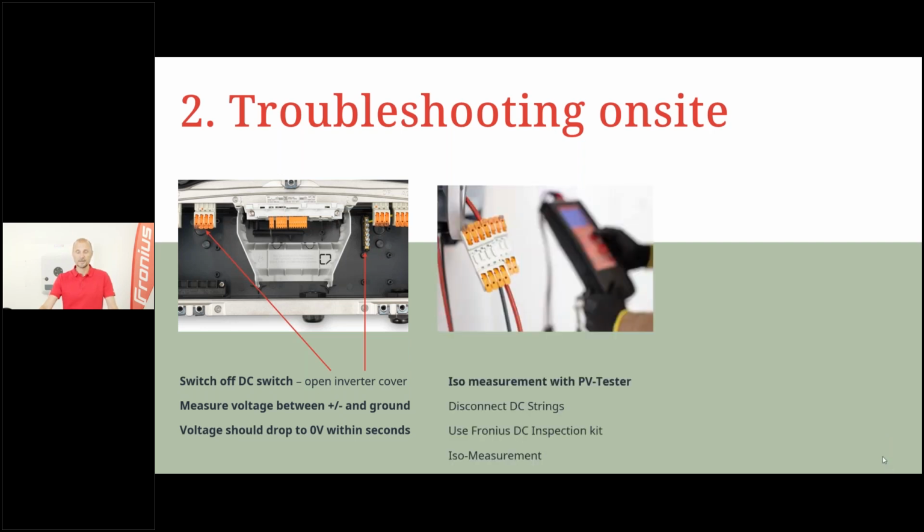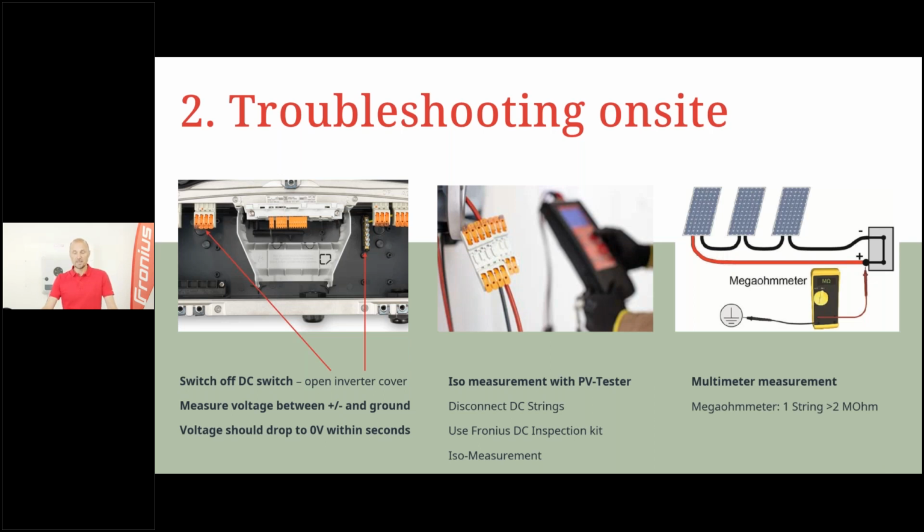I would recommend. The second test is the ISO measurement with a PV tester. So you connect here, like we've shown here, our DC connector kit, for example, with the PV tester, and you do the ISO measurement to ground. So that's the second test.